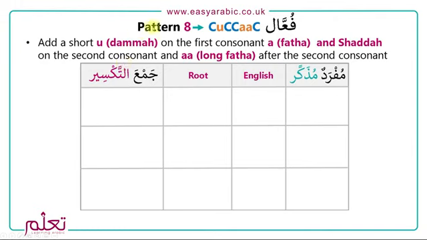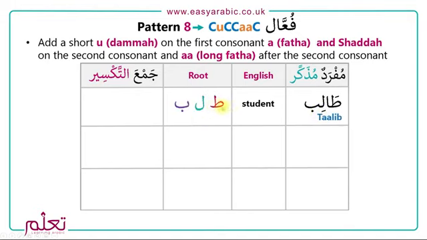Okay, so pattern 8 here we have a consonant, then we have a dhamma, consonant, consonant, fatha, fatha, and the consonant. So here we can see it's fu'al. So you can see a shadda on the second consonant with the fatha on the top. So yes, fu'al. So if we look at some examples, the first one is talib, talib, which is student.